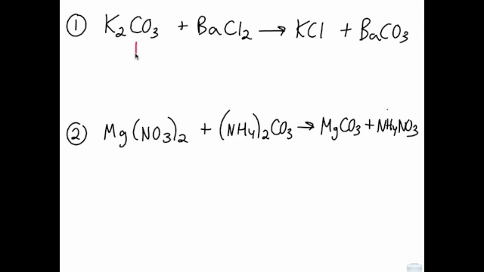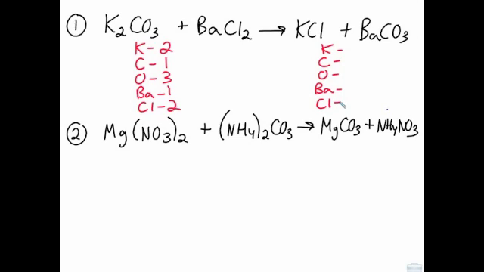First, list the elements: potassium, carbon, oxygen, barium, and chlorine. That we can see within subscript 2, there are two potassiums, one carbon, three oxygens, one barium, and two chlorines. Next, we list the products. I like to list them right across from each other: potassium, carbon, oxygen, barium, chlorine. There's one potassium, one carbon, three oxygens, one barium, one chlorine.